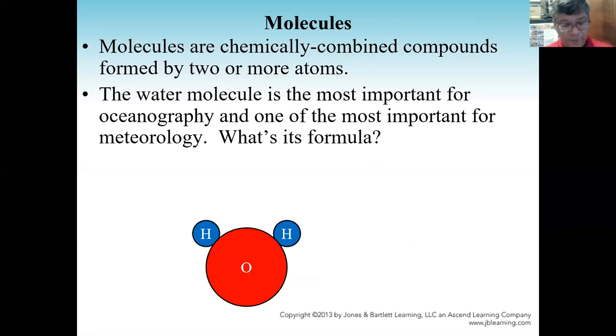Start with a little bit of chemistry here. Ocean is made up to a large extent of various molecules. A molecule is a chemical compound made by two or more atoms. And no surprise for oceanography, the water molecule is the most important one. It's also very, very important in meteorology. What's the formula? What atoms is it made of? Pretty familiar. Good old H2O.